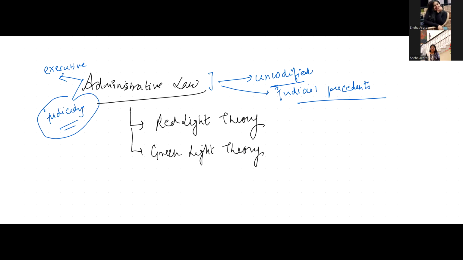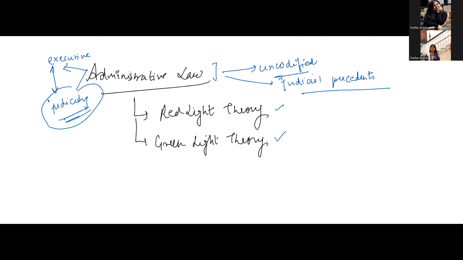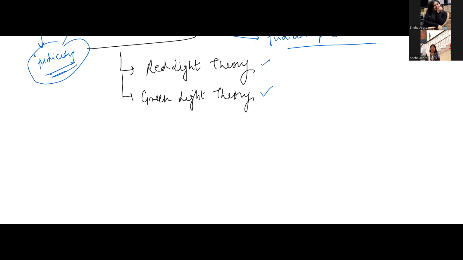Now, how do we balance these powers? Whether the judiciary supervenes executive authority or the executive should supervene the judiciary, what is the balance on these aspects? We have these two theories, which we know as red light theory and green light theory, right? I hope I am clear till here about why we are specifically doing them. What is the purpose that these theories came into picture? Why are we studying them?